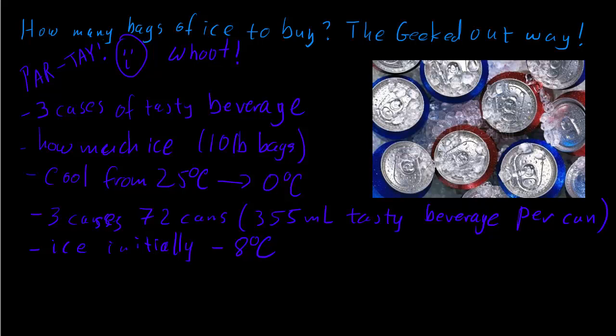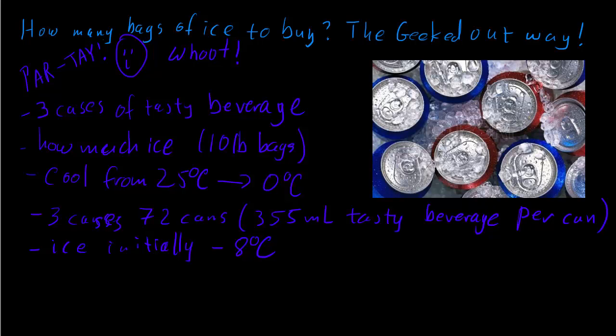Okay, so we're going to calculate this the geeked out way. We want to know exactly how much ice you would need so that by the time these beverages get exactly to 0 degrees Celsius, you will have melted the last bit of ice that you had, and now you've got ice cold beverages and no ice. So this is the exact amount of ice that you would need to buy. Can we calculate it? Yes, we can. So here we go. Let's do that.